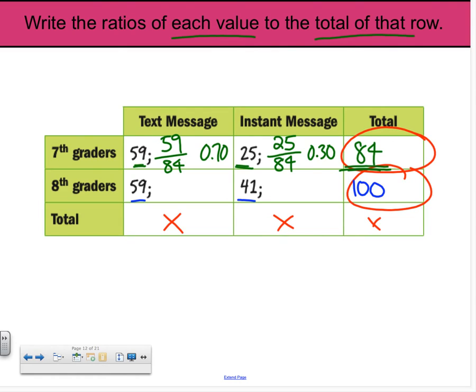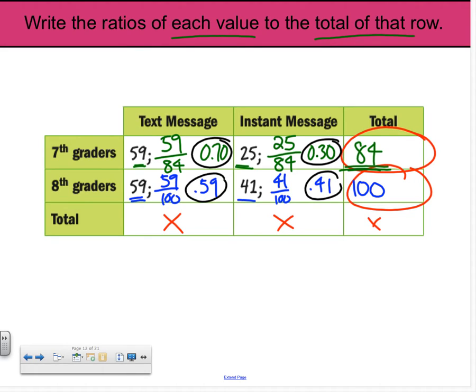So now, all of these ratios, this is going to be 59 over 100, which is nice and easy to figure out, 0.59. And then I have 41 over 100, which is also easy, and that's 0.41. So my relative frequencies are these numbers right here.